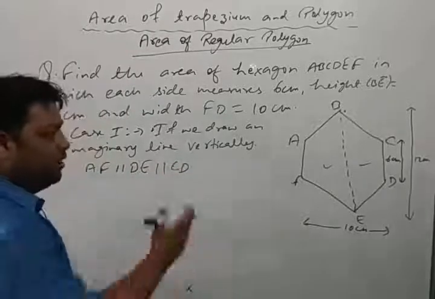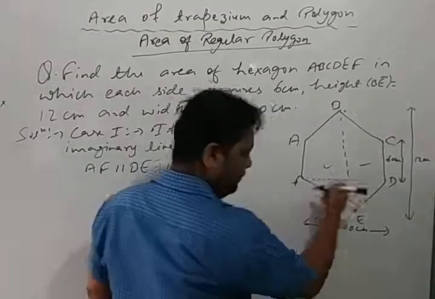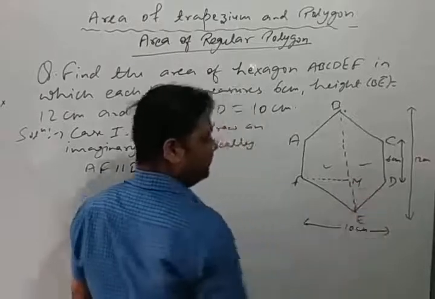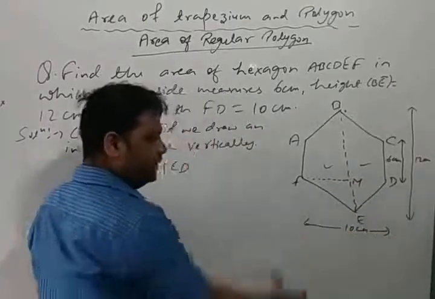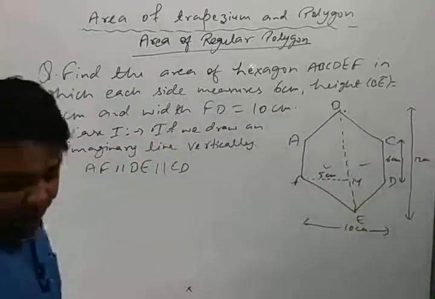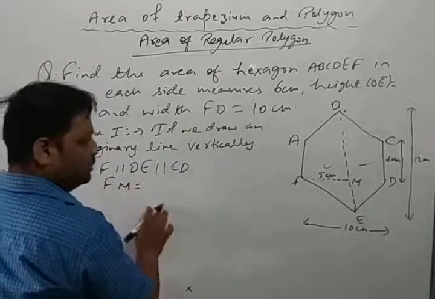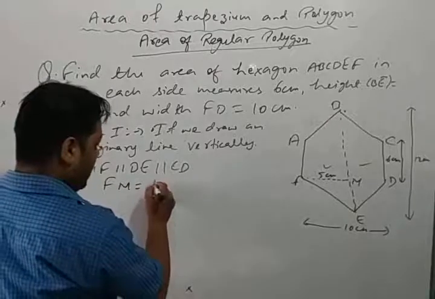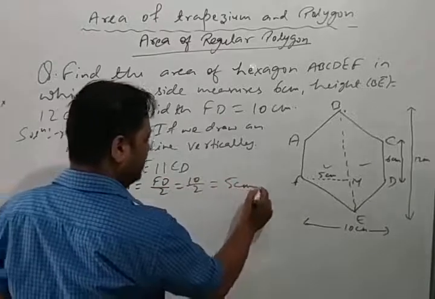Okay. Now take only one part. Now if we draw a perpendicular distance, there will be height FM. Then the distance will be what? Total 10 centimeter. Then half of 10 is 5, so it will be 5 centimeter. So we can write FM is equal to half of FD. It means 10 by 2, that is 5 centimeter.